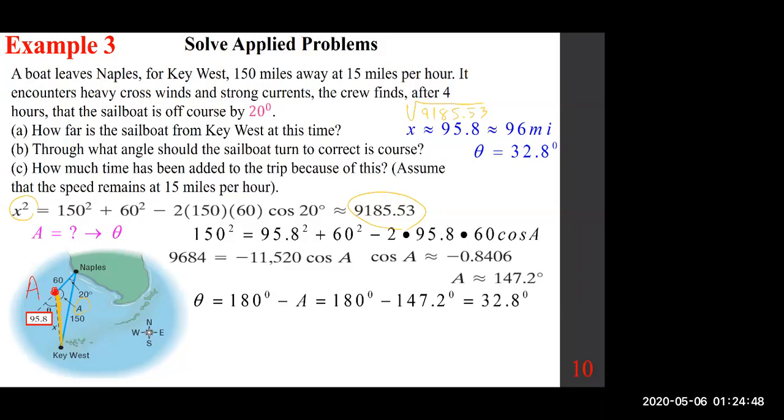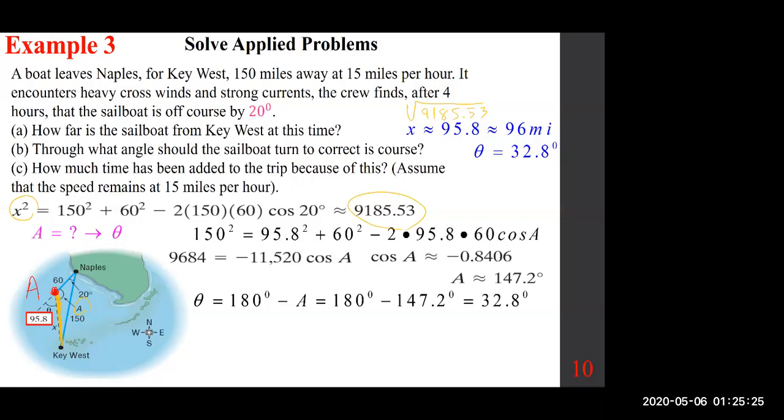Part C says how much time has been added to the trip because of this. And we are assuming that we are doing 15 miles per hour. Okay. So all we have to do as far as the added time is concerned, we look at the added distance, class. And that gives us the added time when we divide it by what? The speed. Okay. So that's how we arrive at the answer.